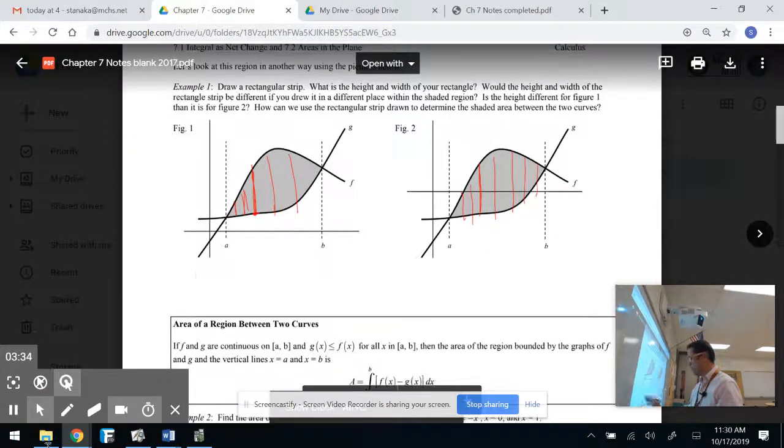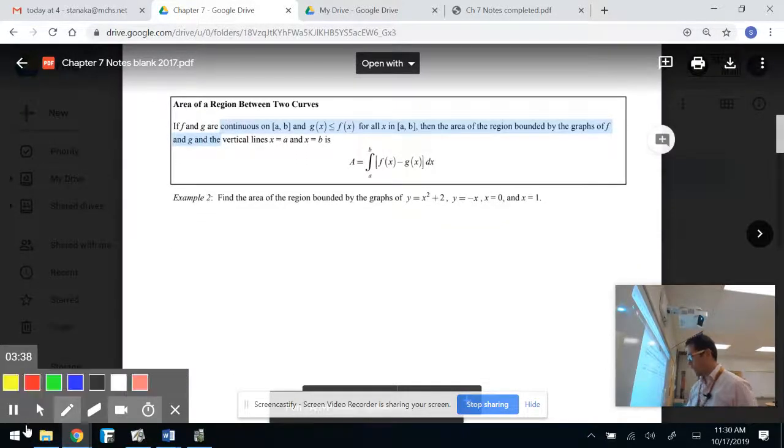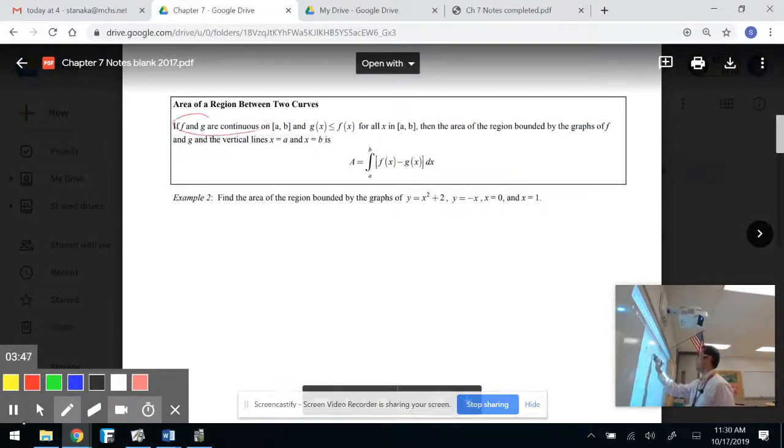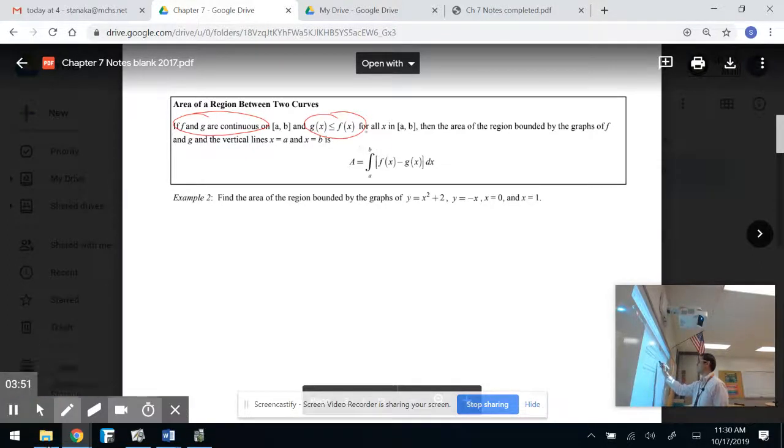Okay, so here we go. Let's go ahead and move this up. So we have a little formula here for the area of a region between two curves. f and g have to be continuous functions. Let's say that g is less than f just for the purpose of this. If it was vice versa, these would just be flipped here. For all x in the interval from a to b, the area of the region is defined by that.